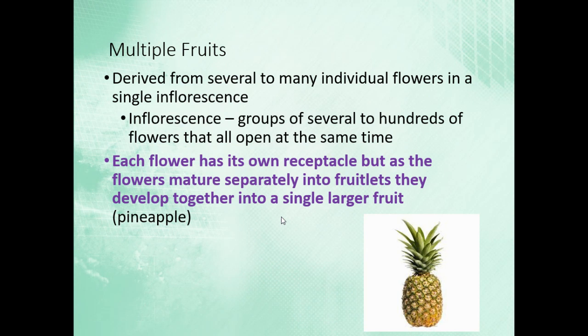Multiple fruits are derived from several to many individual flowers in a single inflorescence. An inflorescence is a group of several to hundreds of flowers that all open at the same time. Each flower has its own receptacle, but as the flowers mature separately into fruitlets, they develop together into a single larger fruit like a pineapple. And you can kind of see a pineapple is sectioned off here on its skin.